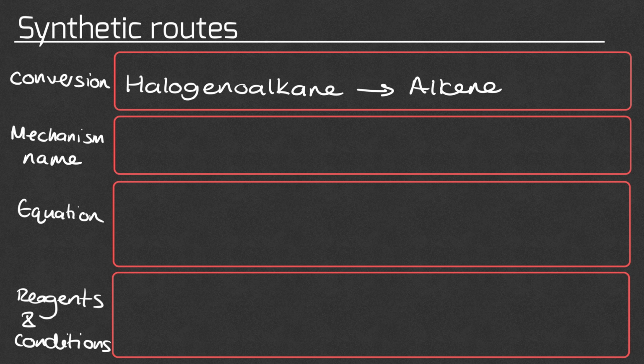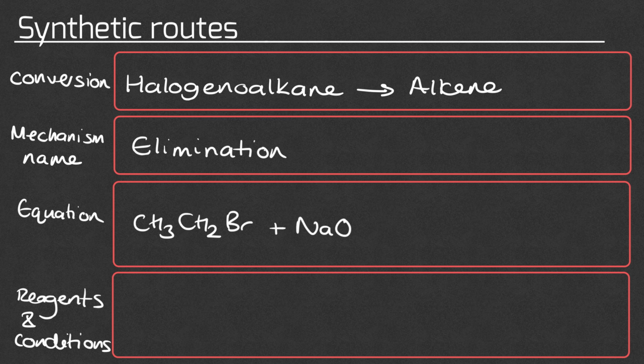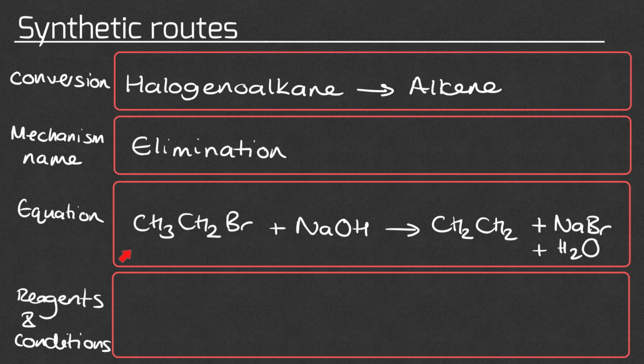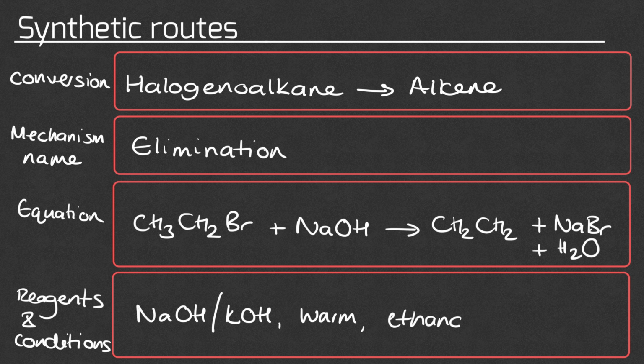For the conversion of a halogenoalkane into an alkene, this is the elimination mechanism. An example equation would show our halogenoalkane reacting with sodium hydroxide to produce our alkene, our halogen salt, and water. The reagents and conditions for this reaction are using sodium hydroxide or potassium hydroxide, warming the reaction, and using an ethanol solvent.